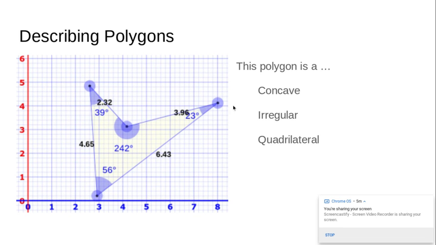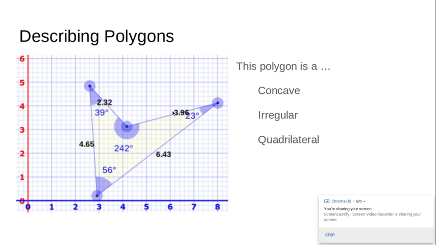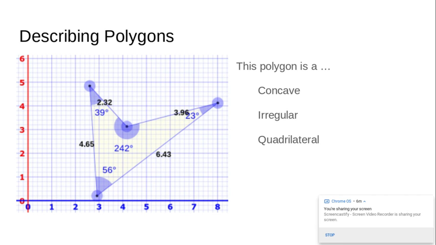And then we have here concave again. We have this large angle here that's more than 180 degrees. And we can see it caves in at the top, makes the inward dent. It's irregular because each of the sides are different measures. And if we count those sides, we have 1, 2, 3, 4 sides. So as you look at your assignment today, you're going to be asked to describe those polygons. Make sure you use all 3 terms when you do that.